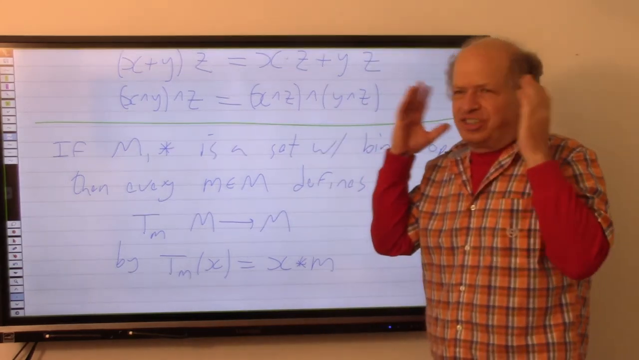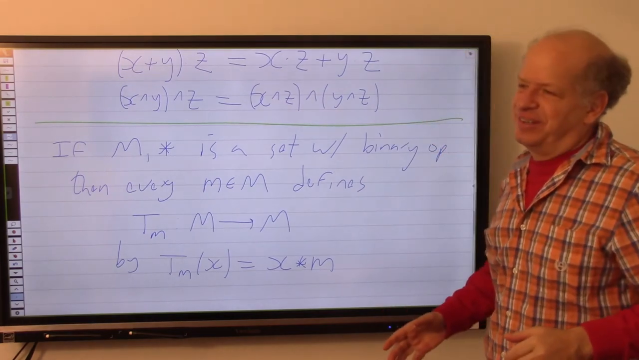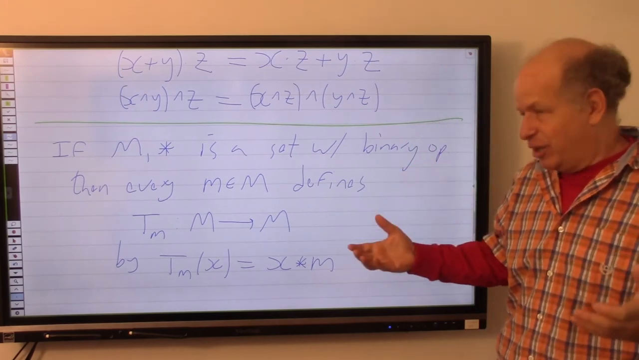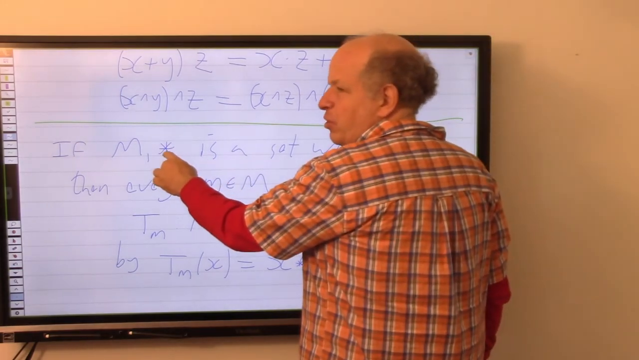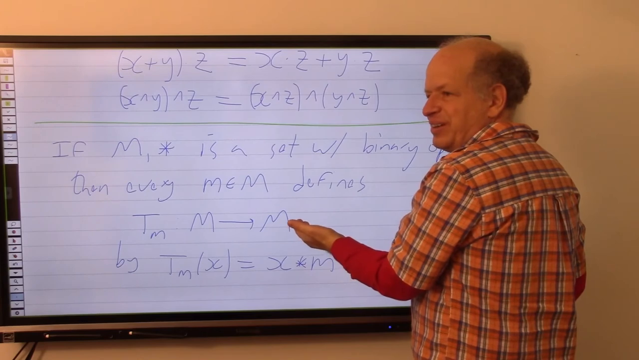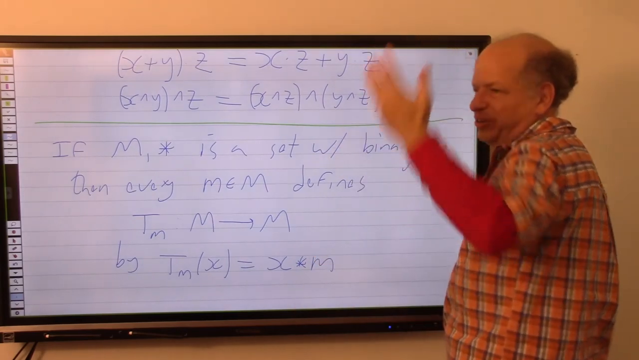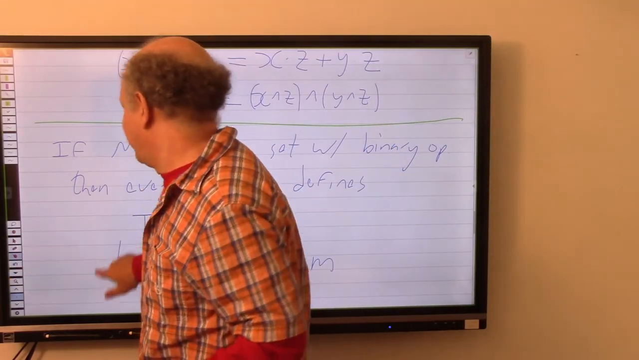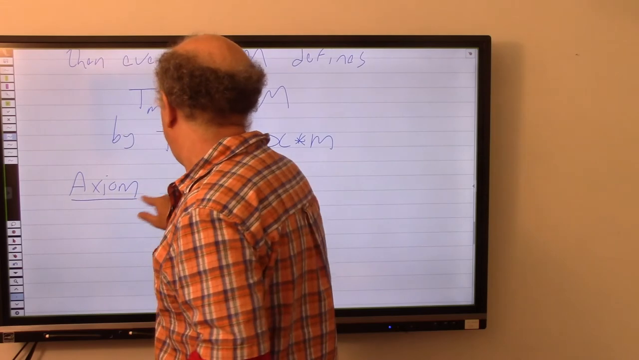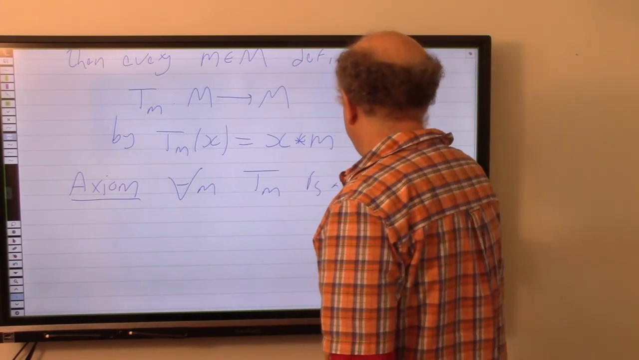So now, what's the most natural axiom you can possibly put on a binary operation? Well, maybe it's the associative law, but definitely one very, very natural axiom you can put on a set with a binary operation is that this map will be an automorphism. Right? It's a map constructed out of M itself. How could it not be an automorphism? Right? So the axiom: for every m, translation by m is an automorphism.